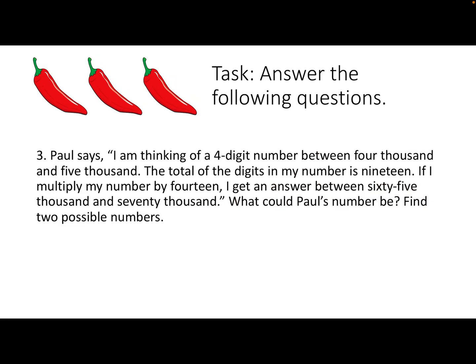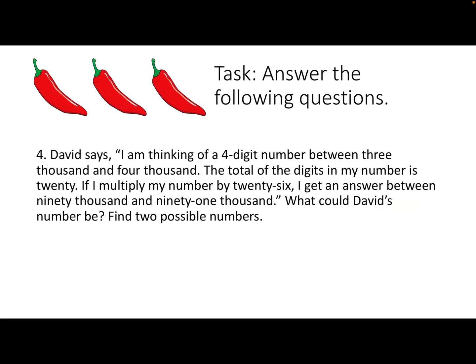Here we have Paul. We have a question here. Paul says, I'm thinking of a 4-digit number between 4,000 and 5,000. The total of the digits is 19. If I multiply the number by 14, I get an answer between 65,000 and 70,000. What could Paul's number be? Find 2 possible answers. Very tricky question, but think about it logically. Pause or go back on each of those slides. And actually, I think it might be worthwhile for me to upload the slides today. So I'll upload it as a PDF for you.